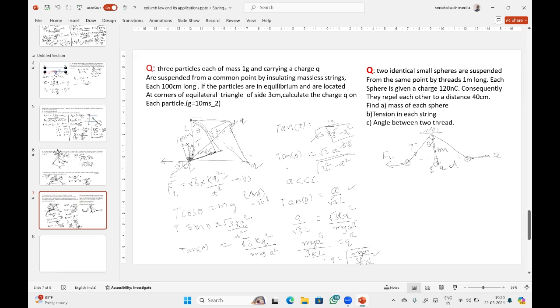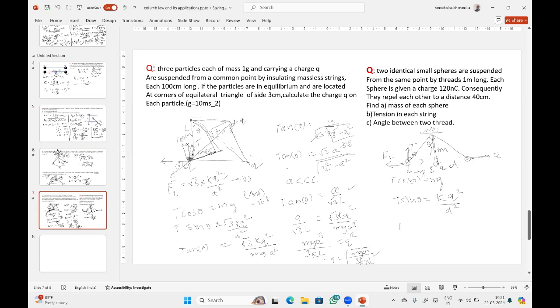Similarly, the tension is resolved into components. So T cos theta, because this line and this line are parallel, so theta here is also the same theta. So T cos theta is equal to mg of the small sphere, and T sin theta is equal to Fe, which is equal to kq square by d square.